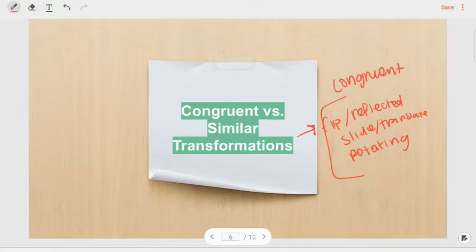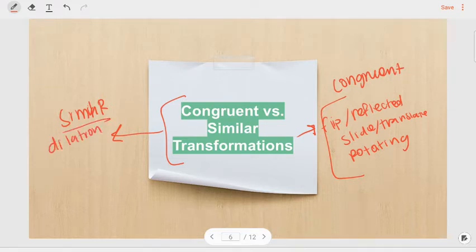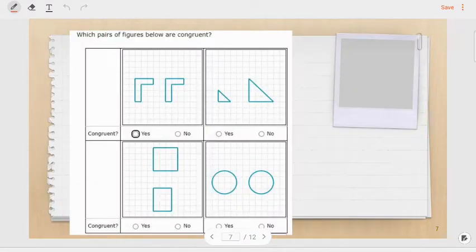Now, if we're talking about similar, those are created by dilation. So just making a bigger version or a smaller version of the same shape. Now remember, congruent shapes are also similar. So that we want to keep in mind. Just as a reminder, which figures are congruent?